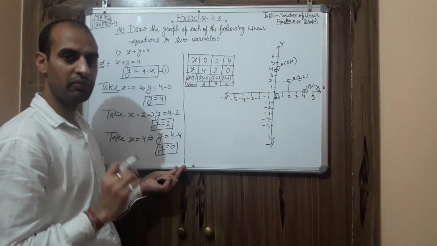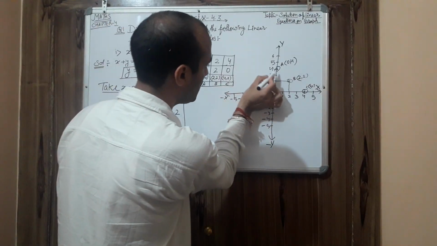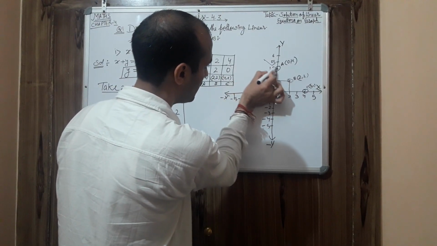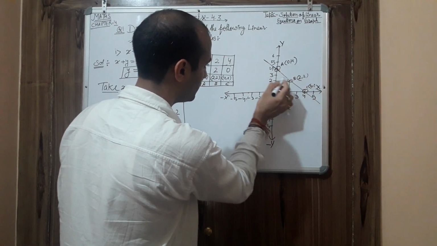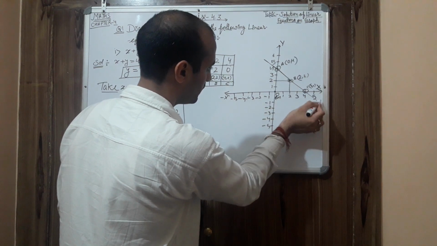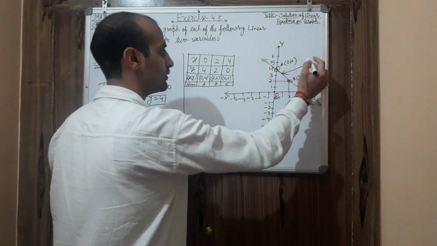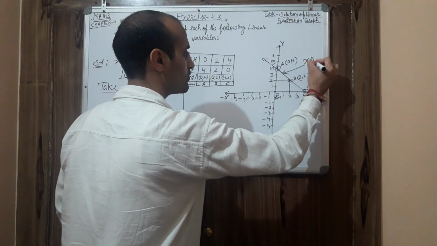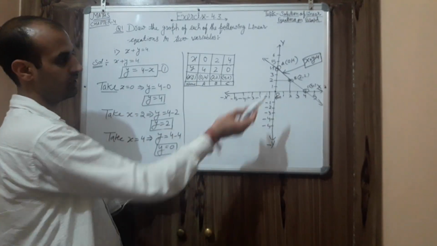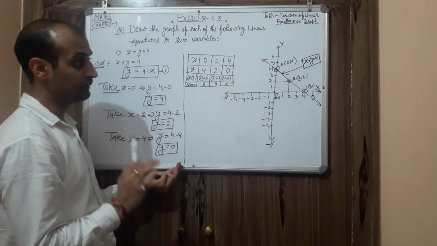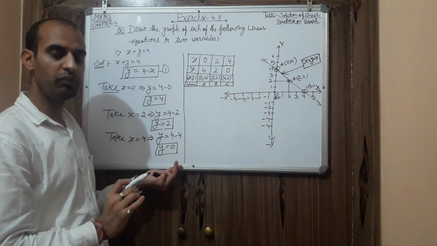After finding these points, my dear student, your work is to join all these points, and definitely they will come in a single line, or we can say in a straight line. They will come in a straight line. Now this straight line is your equation x plus y equals 4. This is your equation, and these three values are the solutions of this particular linear equation in two variables. I hope it is clear to you.